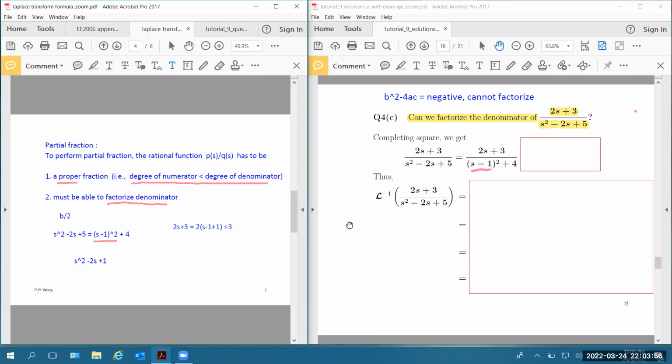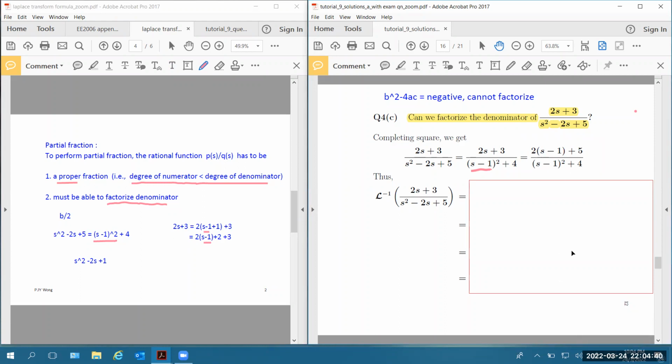Then you just multiply out. You treat the s minus 1 as one item: 2 times (s minus 1), and then plus 2 times 1, which is 2, and then plus 3. You are treating your s minus 1 like one single item. That's how you get here. Now it becomes 2 times (s minus 1) plus 5, which is what I have here. Can you all see?